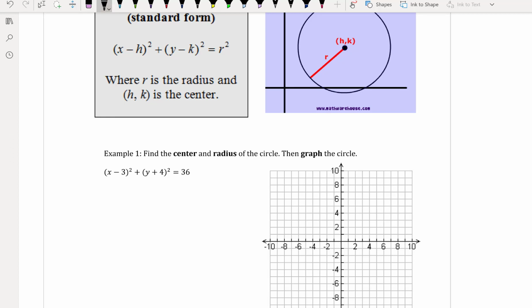So looking at my formula above, I know that I have x minus h squared plus y minus k squared is equal to my radius squared. So to identify my variables, I see that my h is equal to a positive 3 and that my y is going to equal a negative 4. Oops, I said y, didn't I? I meant to say my k value. My k value, there we go, is a negative 4.